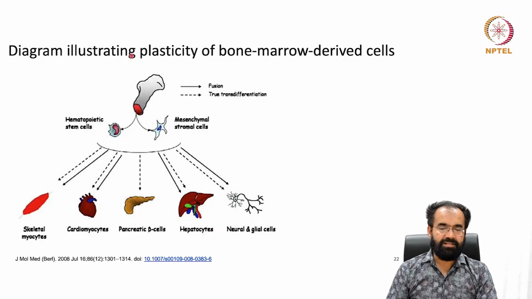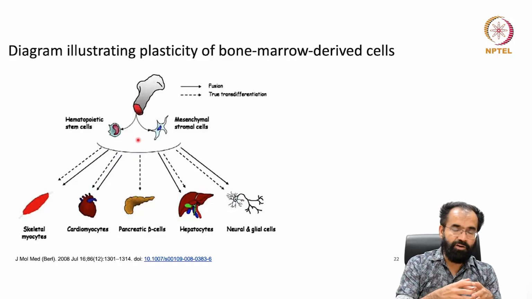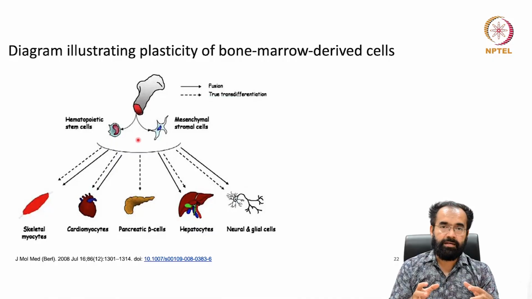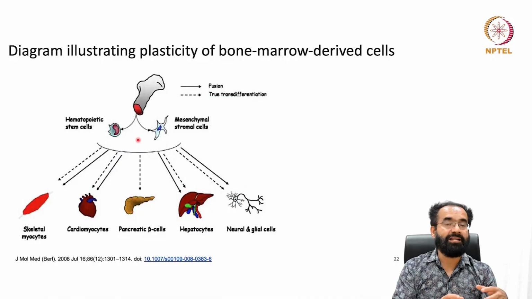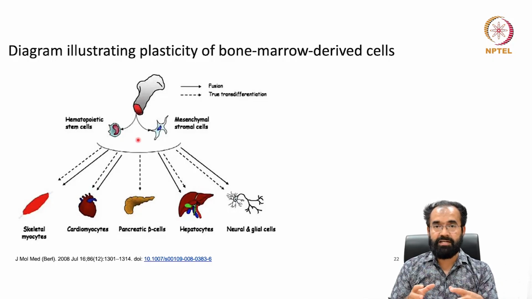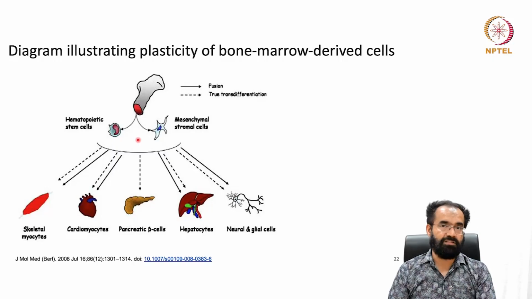So this is the diagram illustrating the plasticity of bone marrow derived cells. Like you have bone marrow derived cells, and this direct arrow indicates fusion, the second indicates true trans-differentiation. Fusion means you are taking the stem cell and putting it in an environment, and you're expecting the stem cells to become that tissue. Like you are an Indian and I put you in Rome and I'm expecting you to become like Romans. Or the other option is, while in India itself, I train you how to behave and work like Romans and then put you there. So that is trans-differentiation.